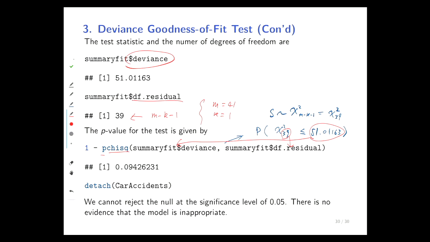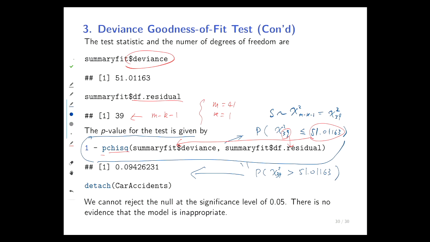But the p-value is the larger or equal to probability. So in this case, this whole command line returns the probability that a chi-square distribution with 39 degrees of freedom is larger than 51.01163. So that's the p-value.